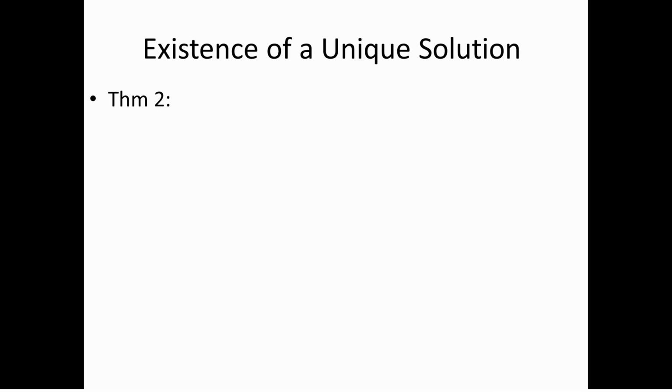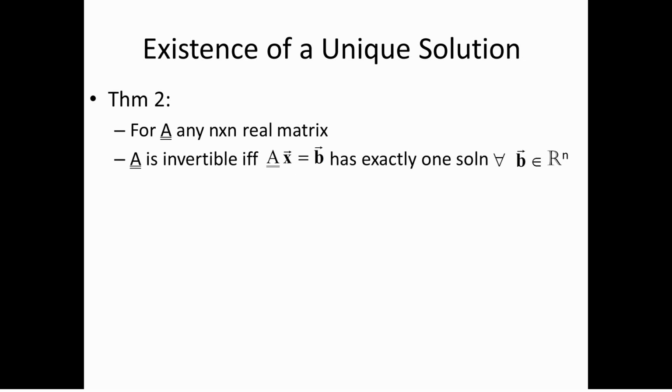Now, our second theorem has to do with when the system Ax equal to b has a unique solution for every right-hand side vector b. And this theorem says that's true if and only if A is invertible. And we want to prove this statement now.